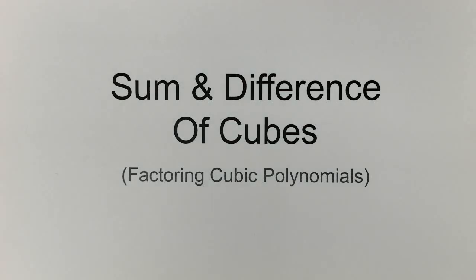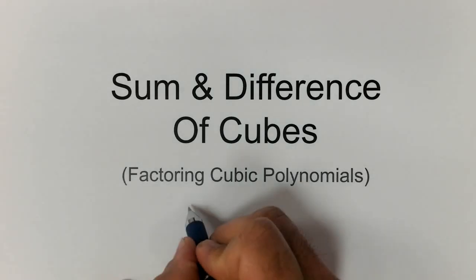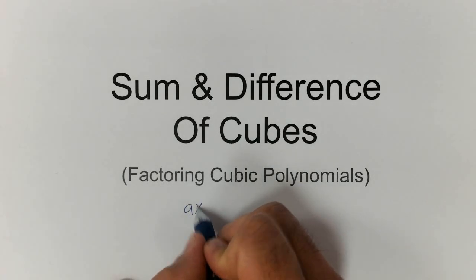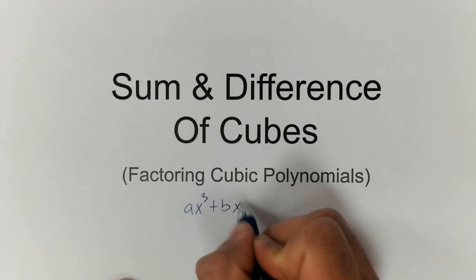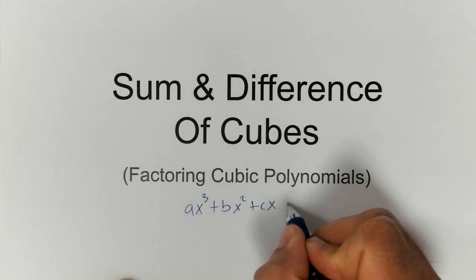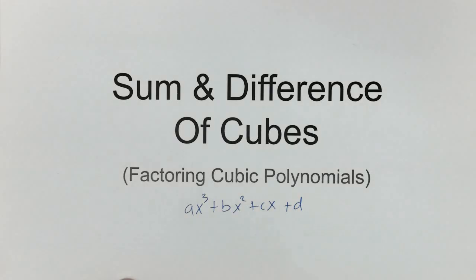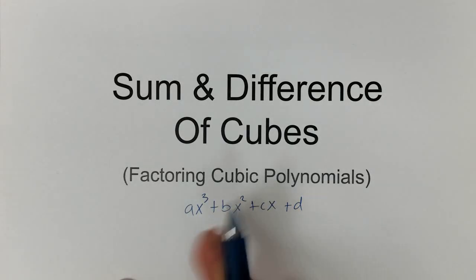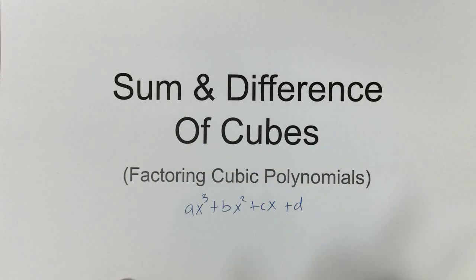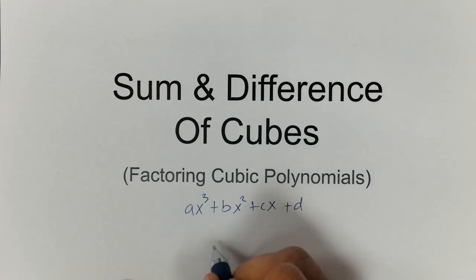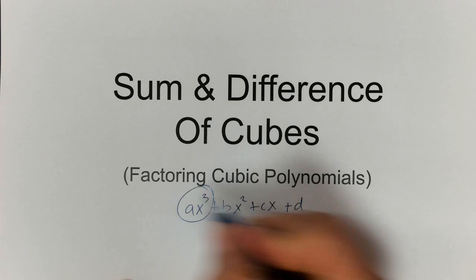Hi, welcome back. In this video, we're going to talk about the sum and difference of cubes. In the previous video, we spoke about how to factor a cubic polynomial. So we did examples that had four terms, like ax cubed plus bx squared plus cx plus d, right? There were four terms. We divided into two different groups, and we were able to factor them through the method of grouping. Well, here we're going to focus on examples that focus on just the first and the last term.